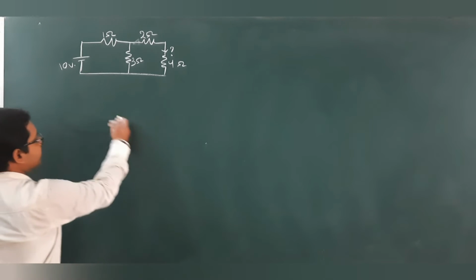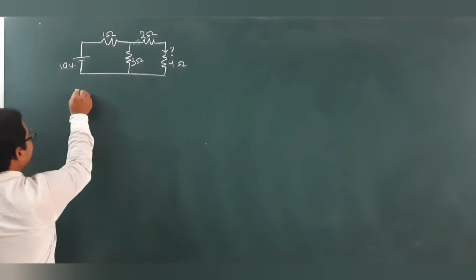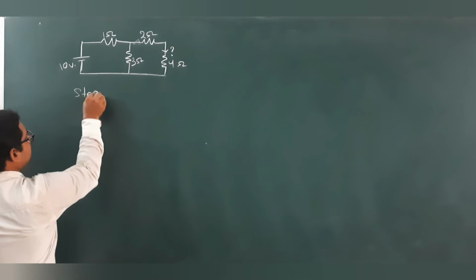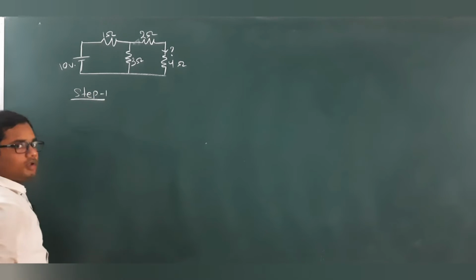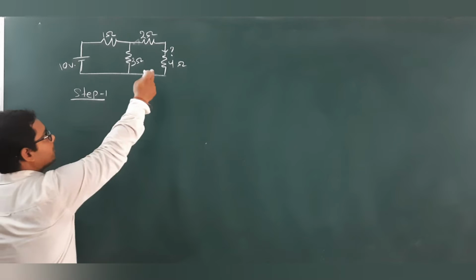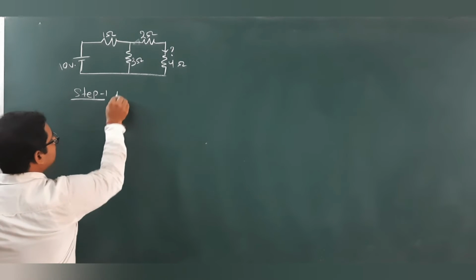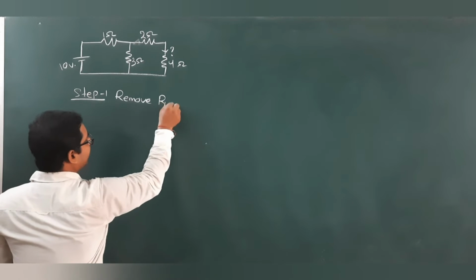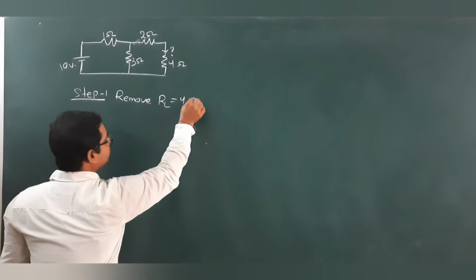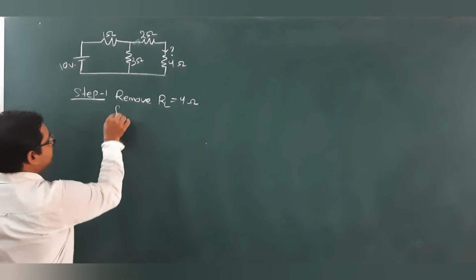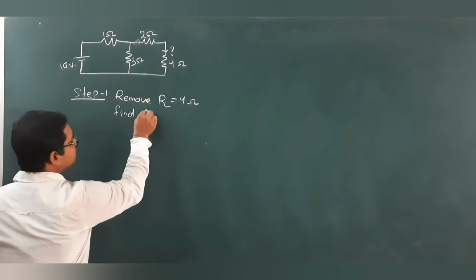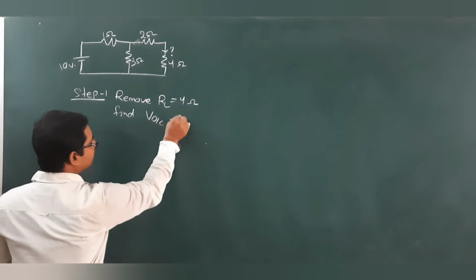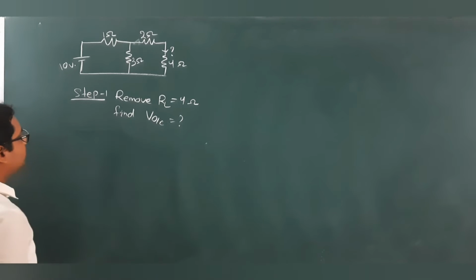So we will follow the steps. For the first step, step number 1, remove your load resistance. So removing your 4 ohm resistance. So write down: remove RL, which is equal to 4 ohm, and find open circuit voltage VOC. Okay, so draw the diagram.